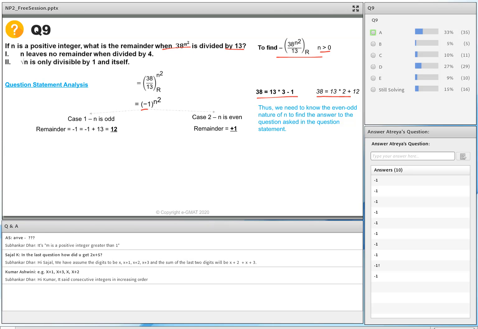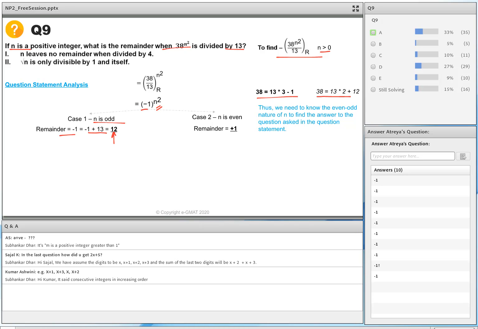Now, there can be two possibilities. We only know that n is a positive integer. We do not know if it's even or odd. So there can be two cases. Either n is even or n is odd. Now, when n is odd, I would have minus 1 to the power an odd number. And what is the meaning of minus 1 to the power an odd number? It means minus 1 itself. So what would be the remainder in that case? The remainder would be minus 1, or essentially turned into a positive remainder, which is equal to 12.